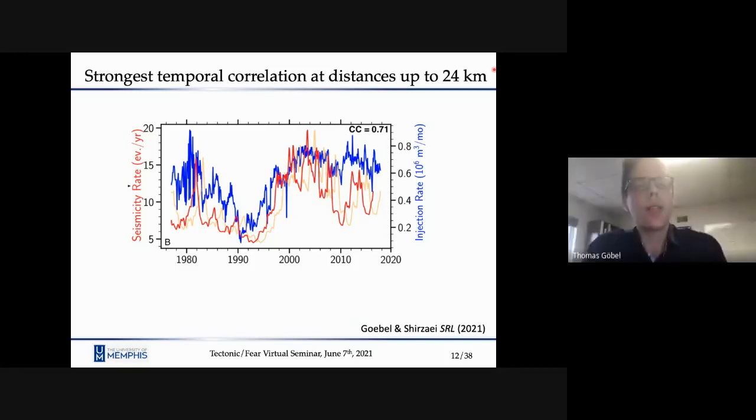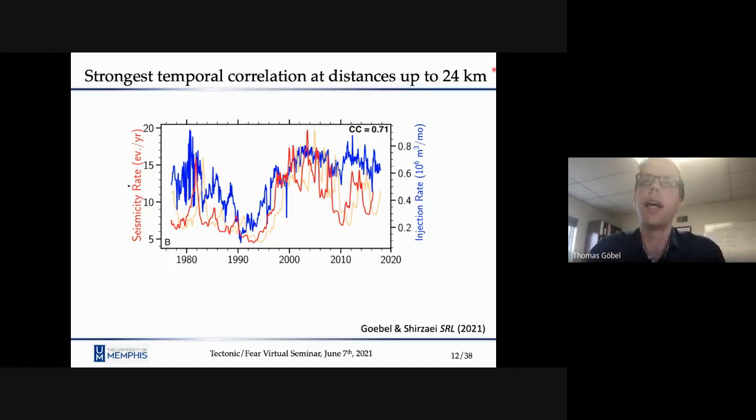Yeah, that's a really good question. So we do resolve a time lag at the highest cross correlation of 14 to 15 months. So it's a bit more than a year. And certainly having a bit of a time lag is indicative of a potential diffusive, pressure diffusion process that needs time and not an instantaneous response, right?